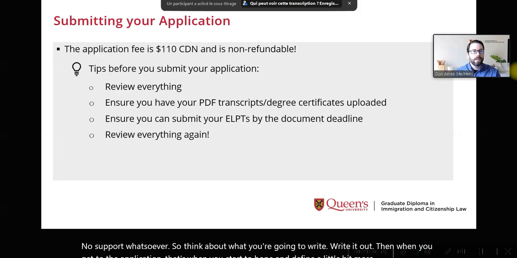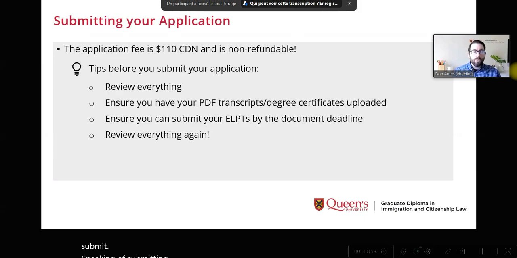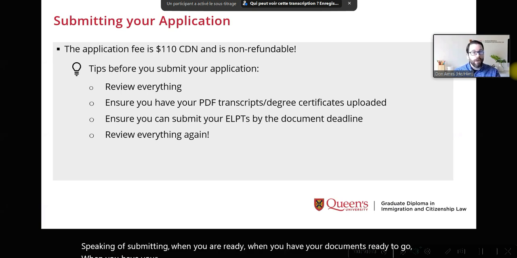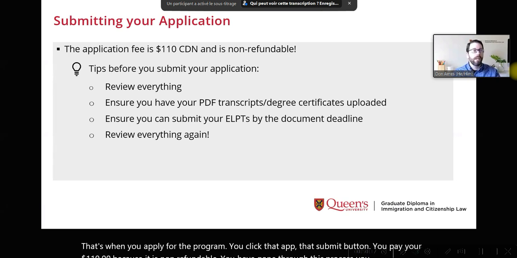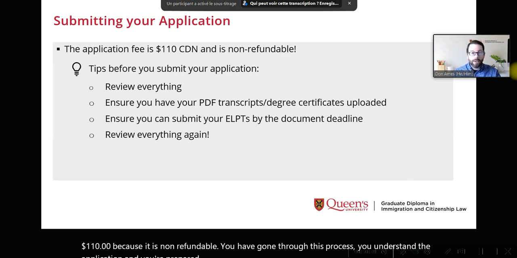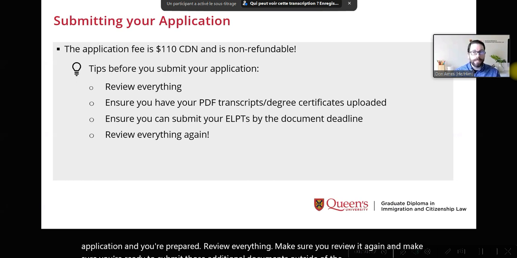Speaking of submitting, when you have your documents ready to go, when you have your transcripts ready for uploading, your references are all prepared, that's when you apply for the program. You click that submit button, you pay your $110 because it is non-refundable. You've gone through this process, you understand the application, and you're prepared. Review everything, make sure you review it again, and make sure you're ready to submit those additional documents outside of the application, your ELPT scores and your resume via email.